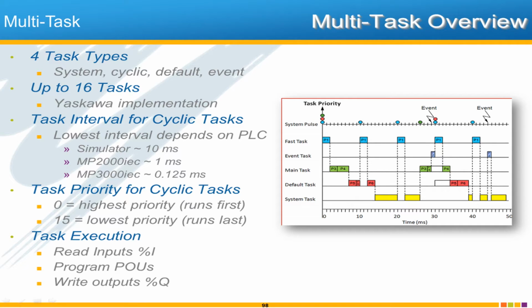And remember what we learned before when we studied I/O was that task execution involves reading inputs, the %I variables, solving the program, POUs, and then ending that task by writing the outputs. So when we have multiple tasks, we'll also have to pay attention to logically put the input and output variables to write to the task that is appropriate.